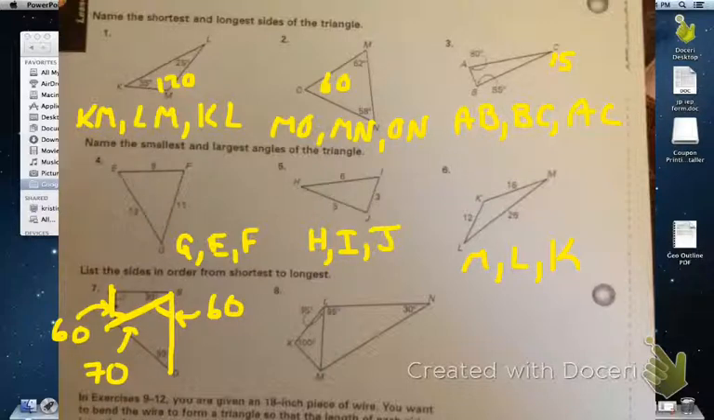Now we can start putting things in order. We'll start with the smaller triangle. Placing the smaller triangle in order from shortest to longest, the shortest side is AC, followed by AB, and then finally BC.